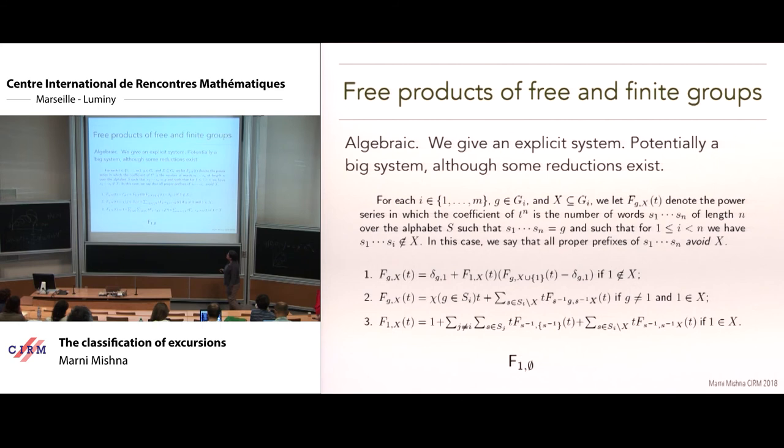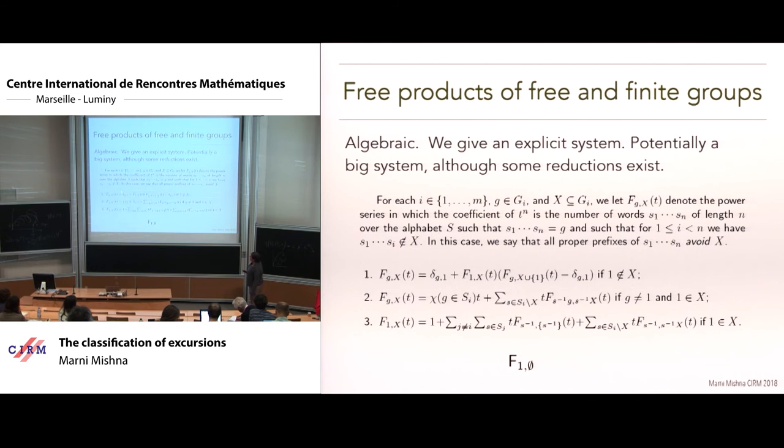I have a bunch of groups that I'm taking products of. I'm taking free products of groups. And these are going to be the words that you avoid when you're trying to generate G. More importantly than the details, because I certainly would not want to go through this, is the fact that I have this nice system, and that if I want to get the cogrowth series, I'm just looking for this. It is going to depend on some other things. It's going to build an entire system, but it's very explicit.